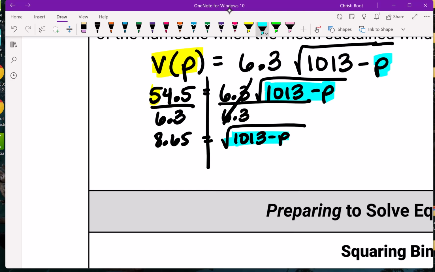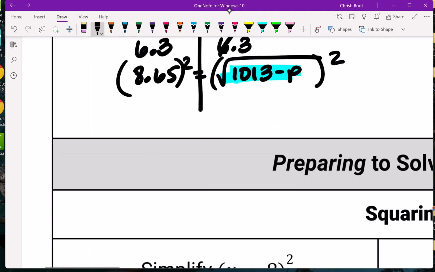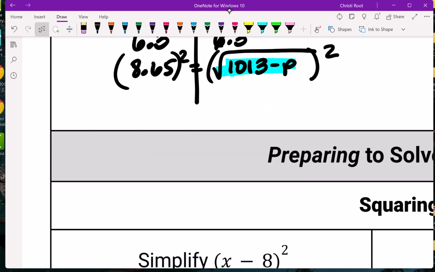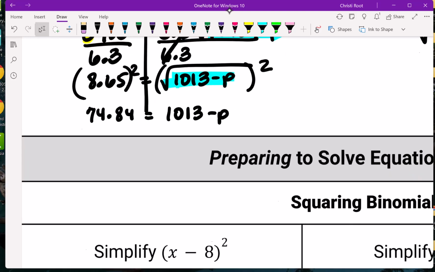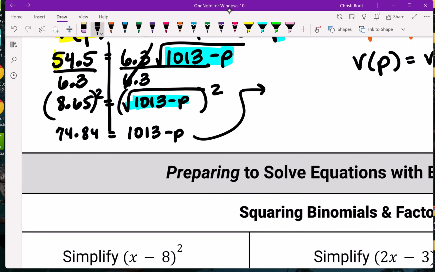Now that I have the square root isolated, I'm ready for step 2. So step 2 is get rid of the square root. Okay, when you type that in your calculator, you're going to wind up with 74.84. You're going to have to round it. Just kind of no way around it. Okay, I'm running out of room, so I'm going to put it up here.